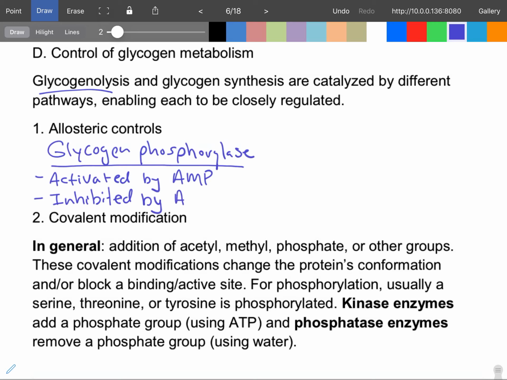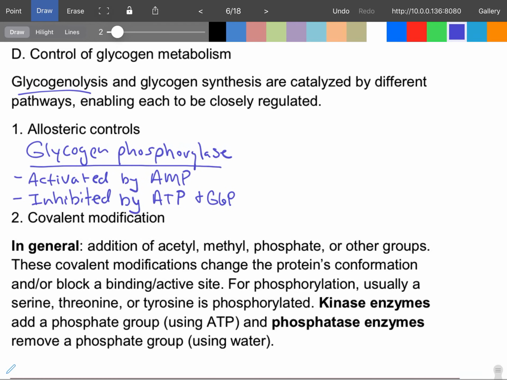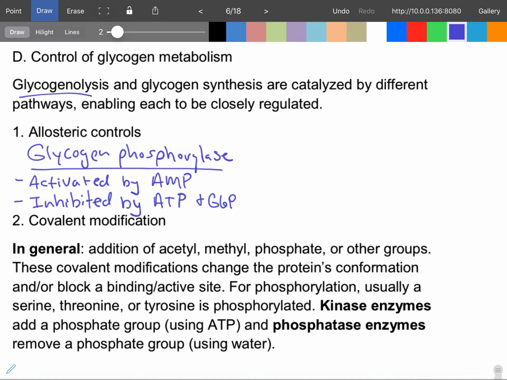And then it might make sense that it is inhibited by ATP, right? So if energy levels in the cell are high, so we've got a lot of ATP, well, we don't need to break down more glycogen. But it's also inhibited by glucose 6-phosphate, because if we have a lot of glucose entering the cell from the bloodstream, say after a meal or something like that, we don't need to break down glycogen because we apparently have another source of glucose.